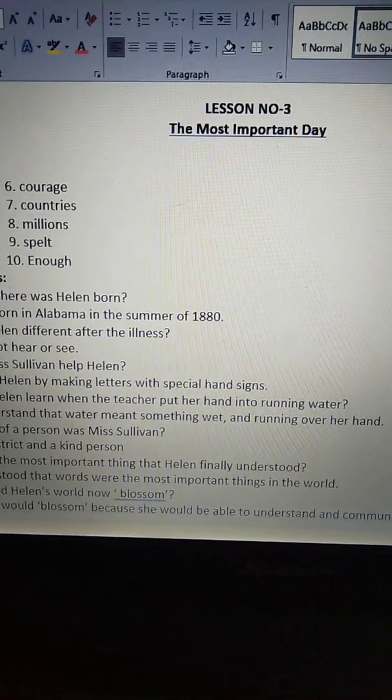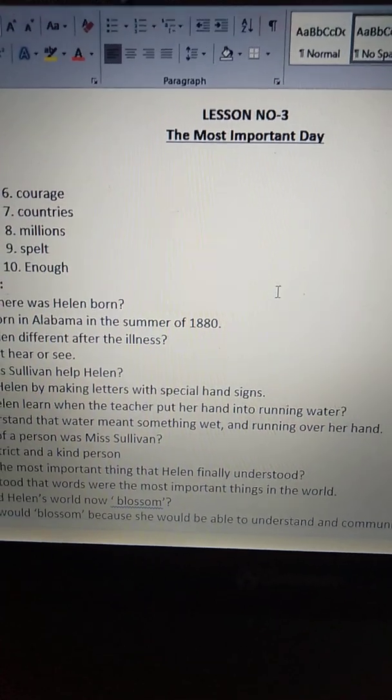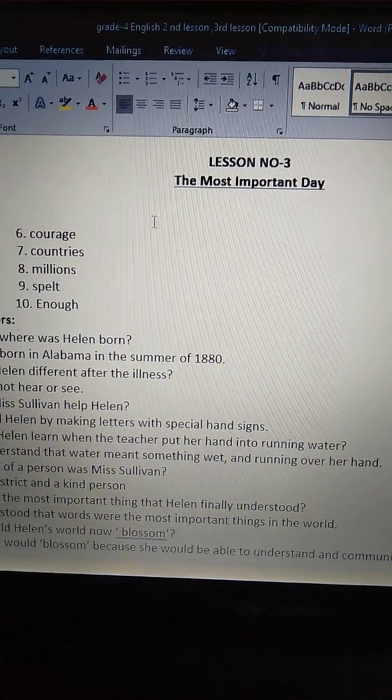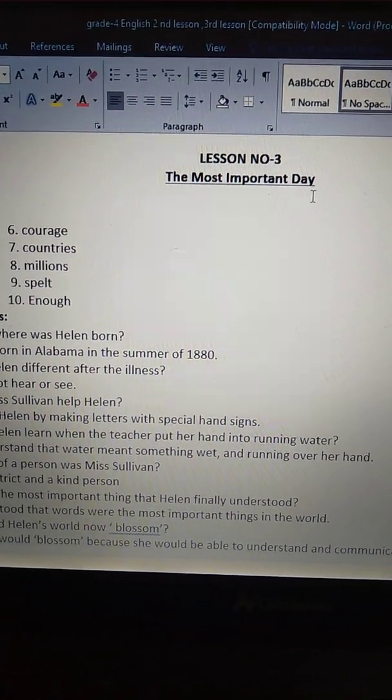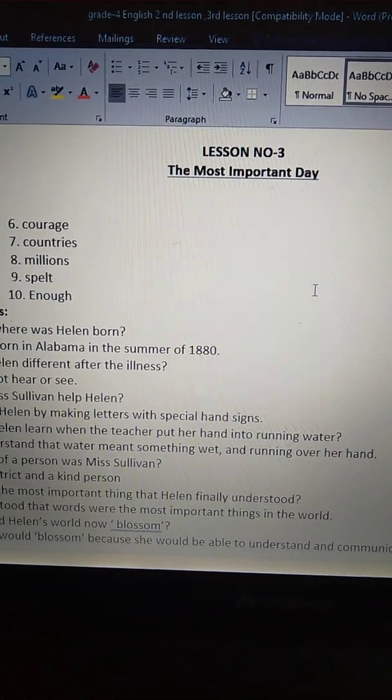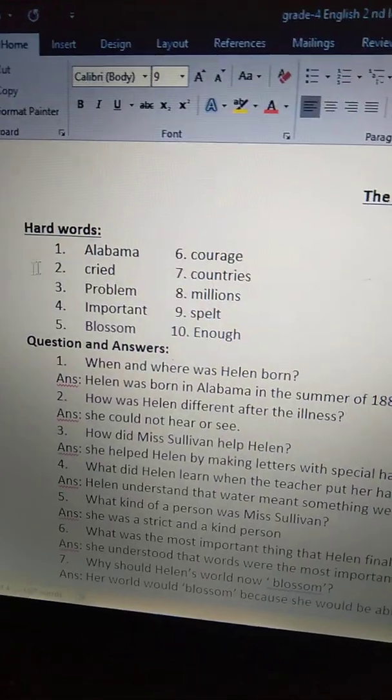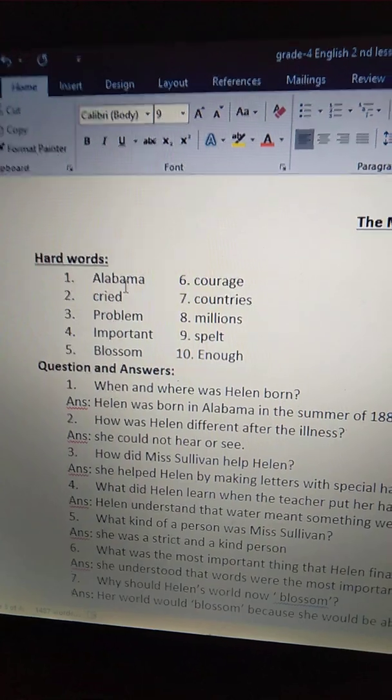Today we are going to continue the grammar part of lesson 3, the most important day. All of you open your worksheets, children. We have completed in our previous class hard words, questions and answers, right? And in today's class we are going to learn grammar.